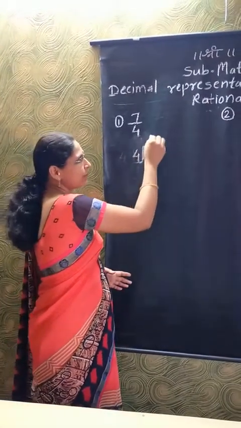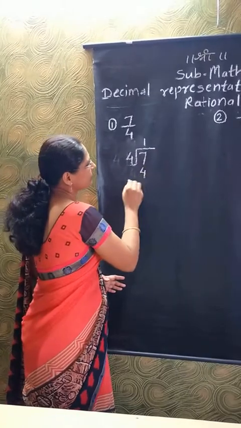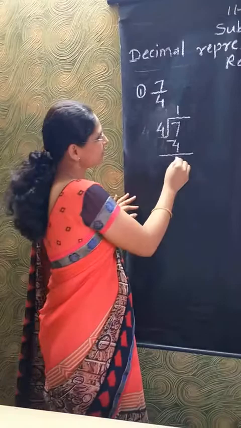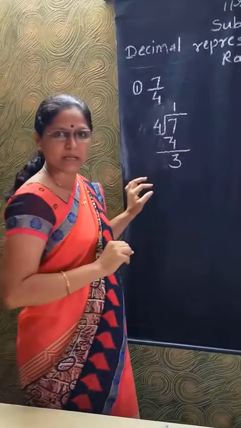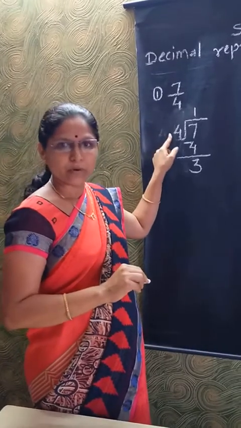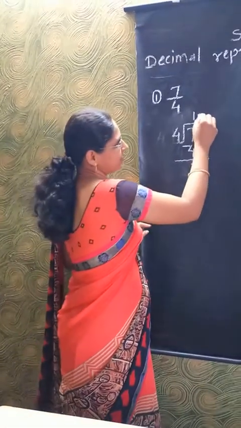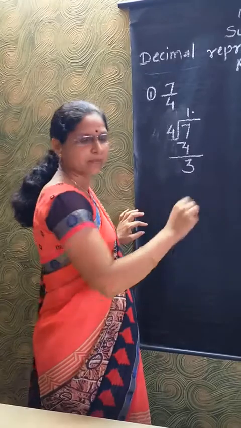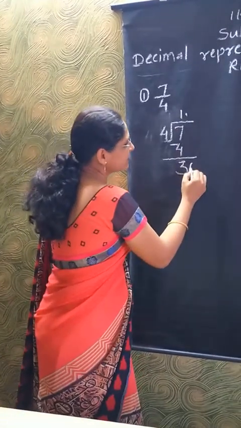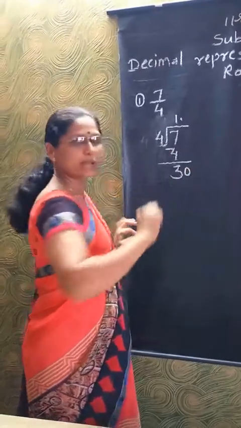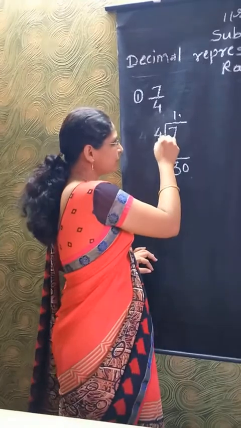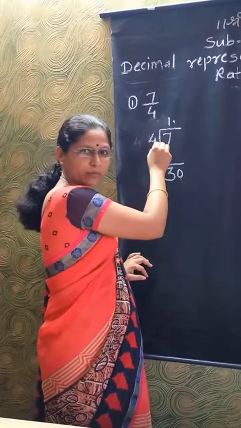Here 4 ones are 4. 7 minus 4 is equal to 3. 3 is less than 4, therefore we put a decimal point in the quotient. That is 1 point. And we take 0 on 3, we get 30. Then we divide 30 by 4.